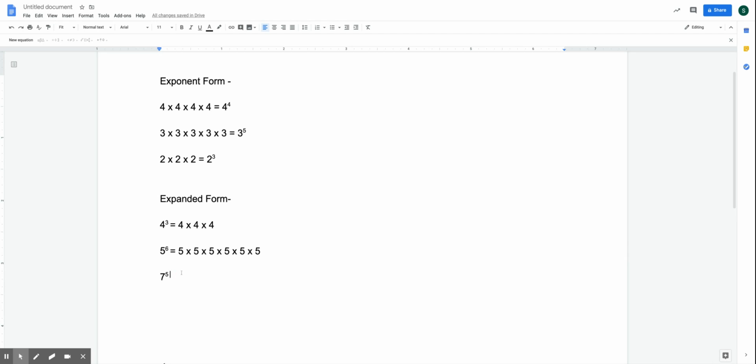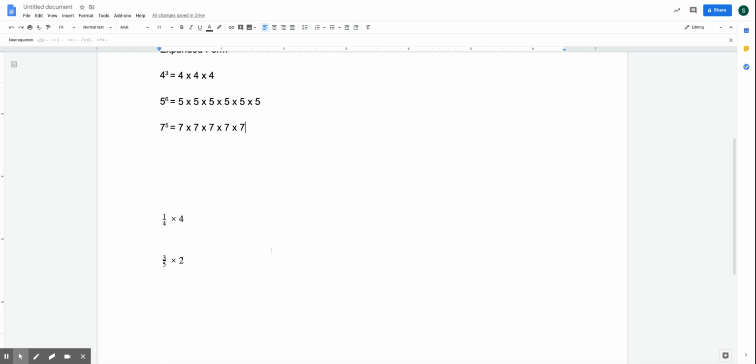Going down below it, we have 7 to the power of 5. So we're going to use 7 as our base number, and we are going to multiply it by itself 5 times. So we have 7 times 7 times 7 times 7 times 7. That is the expanded form of this exponent form.